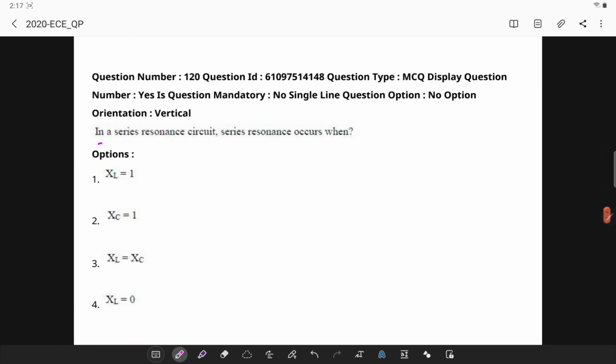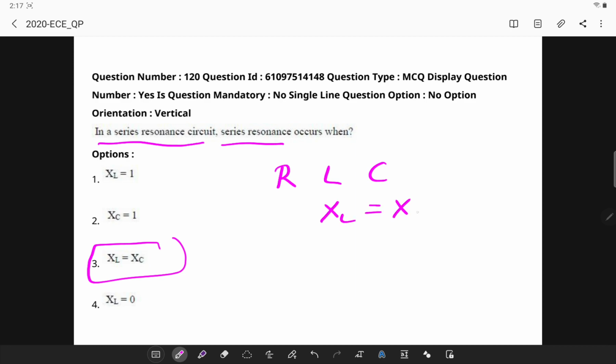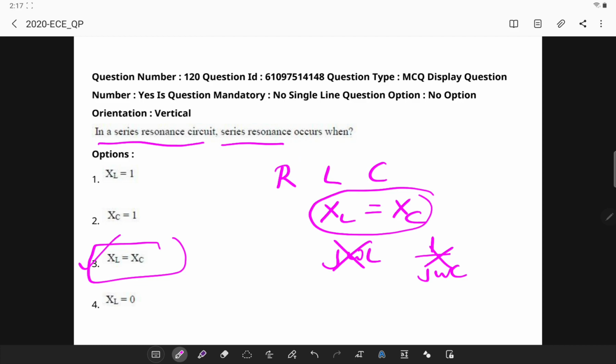In a series resonance circuit, series resonance occurs exactly when, in an RLC circuit, XL cancels XC, that is, when inductive reactance is equal to capacitive reactance, both of them cancel together. I can write it as j omega L and 1 by j omega C. If these two get cancelled, the circuit will behave resistive in nature, which is called series resonance. So this is the condition for series resonance.